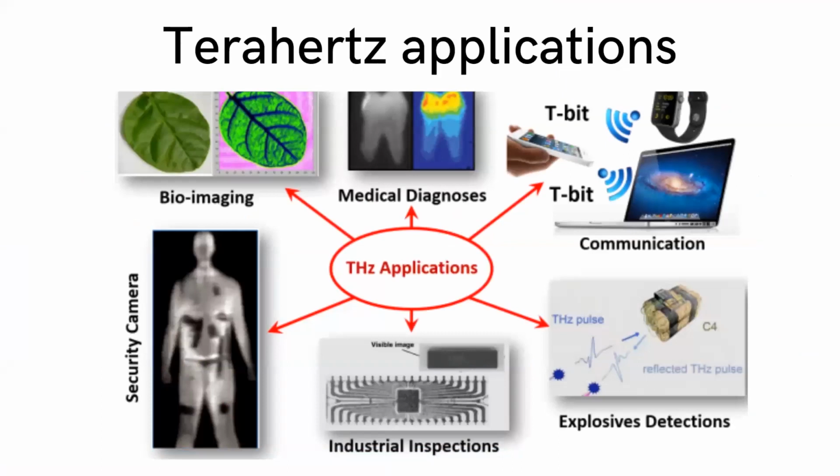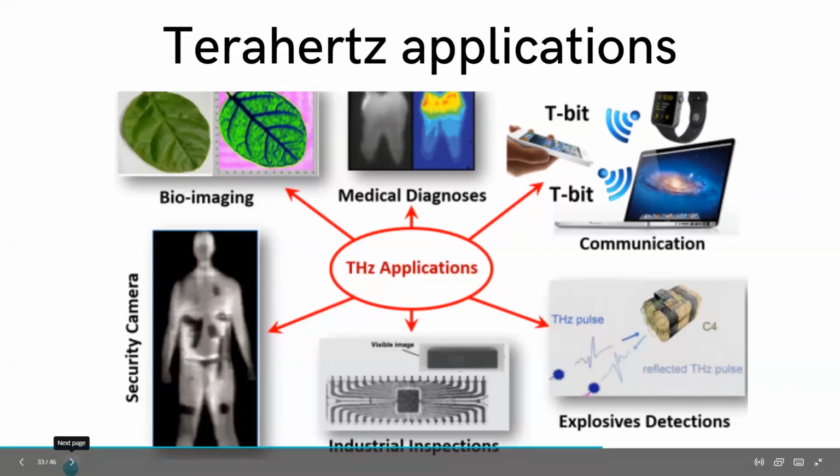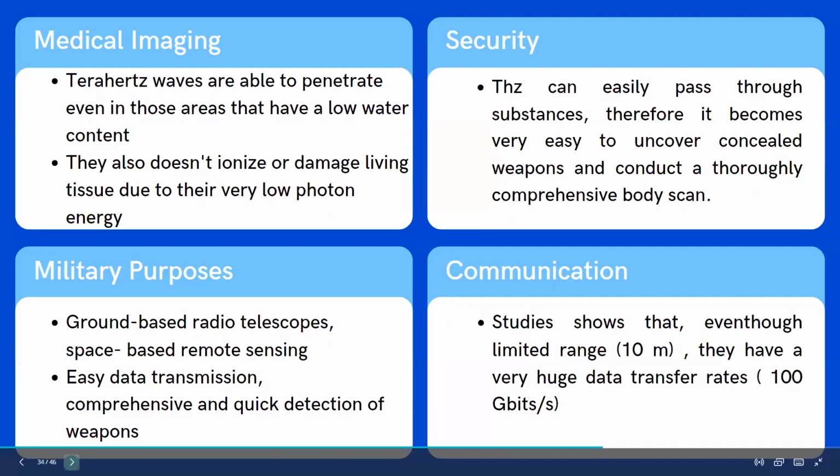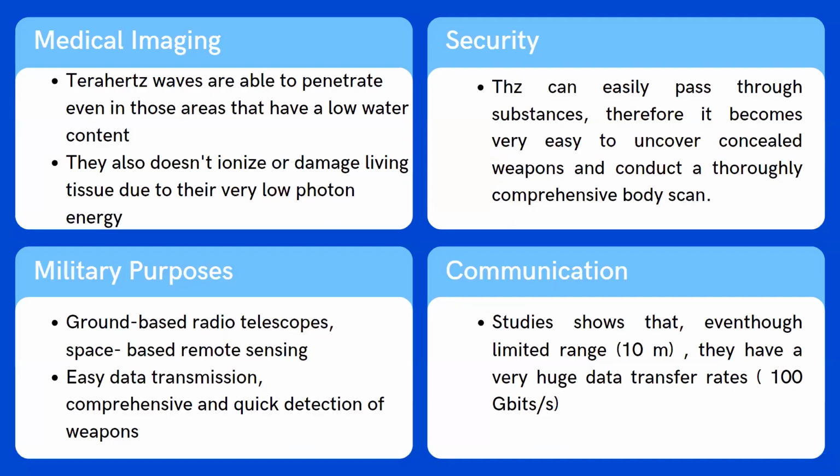So now we'll move on to some of the applications of these terahertz waves. I could tell you the applications mostly go to the medical field. These terahertz waves are being used in bioimaging, medical diagnosis, communication, explosive detection, industrial inspections, and security cameras. So these are some of the areas where terahertz waves are being used. We can see each of them in detail.